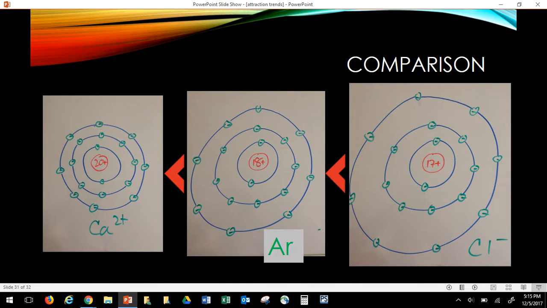All right. So even though chlorine minus and argon and calcium all have the same number of electrons, they all have 18 electrons. Calcium is pulling them in tighter because it has 20 protons pulling those 18 electrons in. Argon has 18 electrons being pulled in by 18 protons, so that's sort of in the middle. And then chlorine has 18 electrons being pulled in by 17 protons, so it can't do as well.